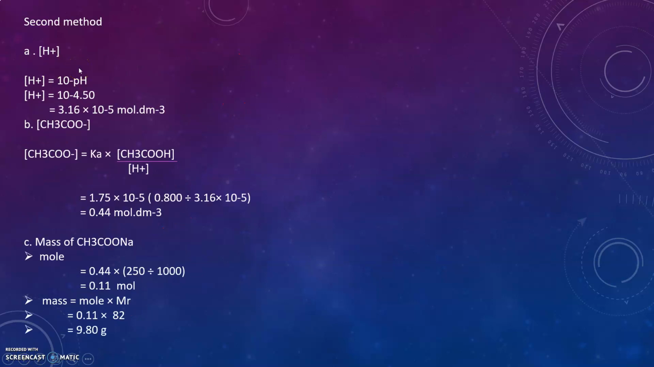Another method: just use the pH. You have the pH, right? Just use it to identify the concentration. And as long as you find the concentration, here you have the concentration of the acid. This was one example. Study it carefully, and I will see you next time. Thank you.